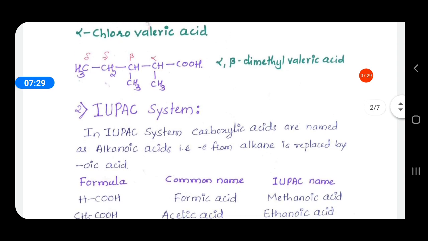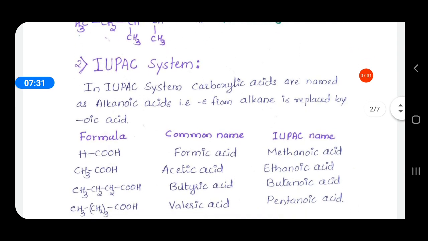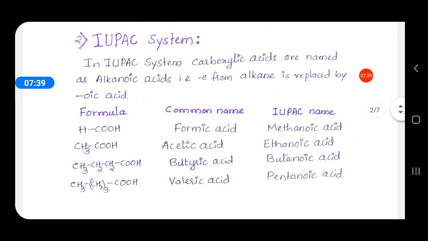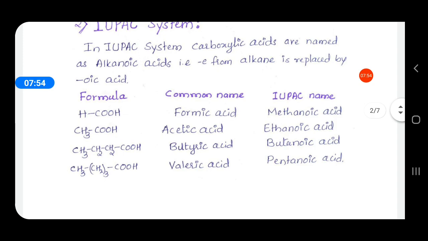So another system which is accepted world over is called the IUPAC system. In the IUPAC system, carboxylic acids are named as alkanoic acid. Alkanoic acid means from the alkane, the last E is replaced by oic acid. So for example, I have given both the common name and IUPAC name here with the formula.